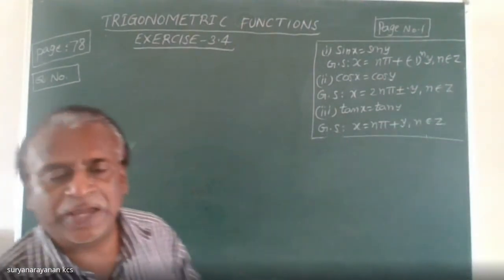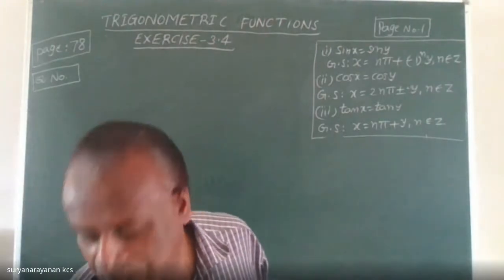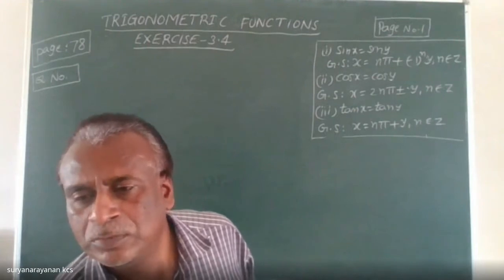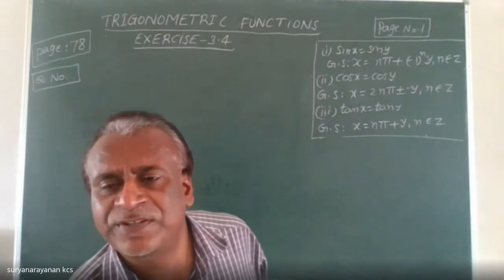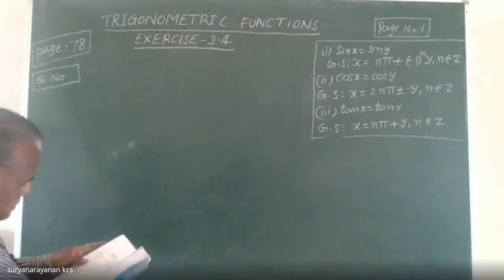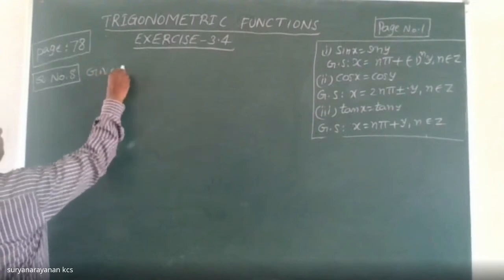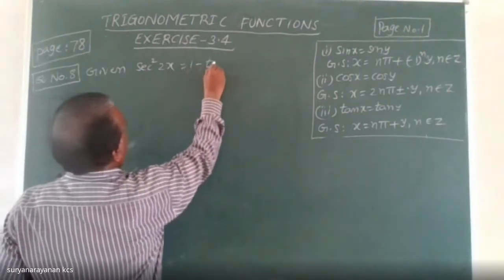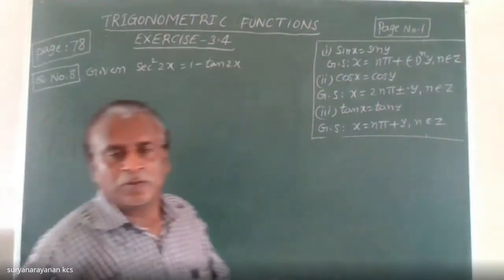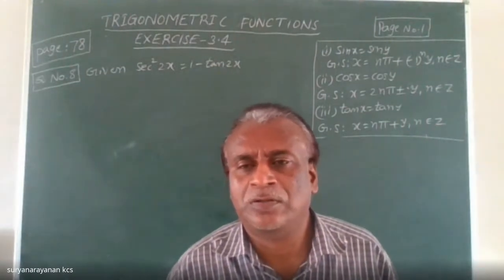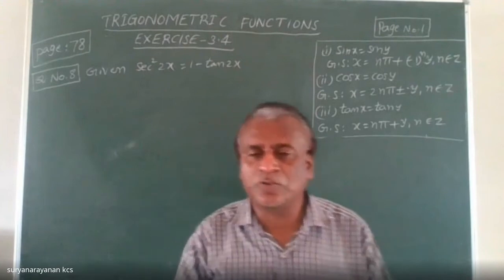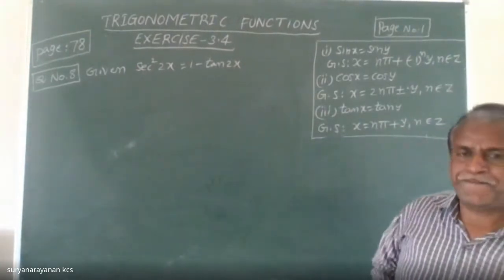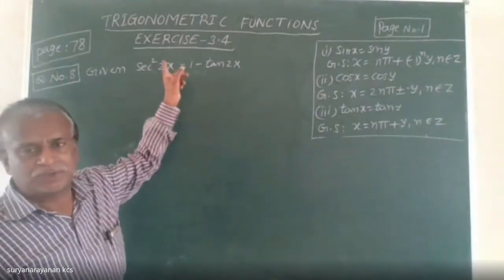Question number 8. Please read this question number 8, my dear children. Read the question loudly. Don't you know how to read the question? I'll read. Read, Ria. Read, Maria. Sec square 2x is equal to 1 minus tan 2x. Yes. Here also, we have to find the general solution of this trigonometric equation.